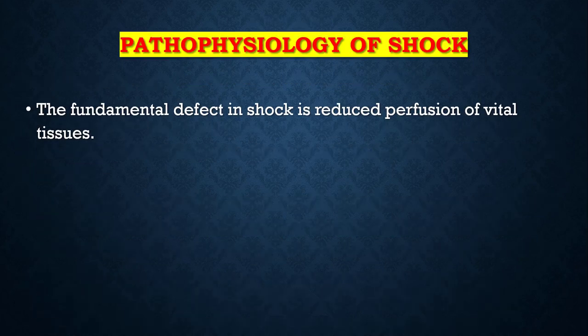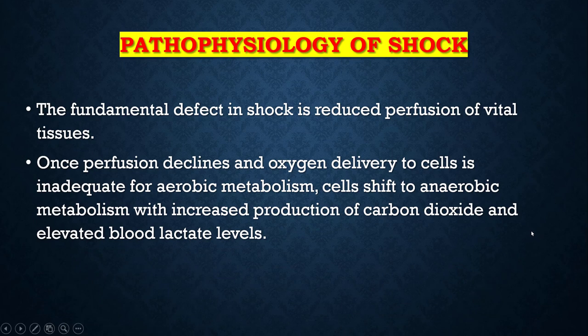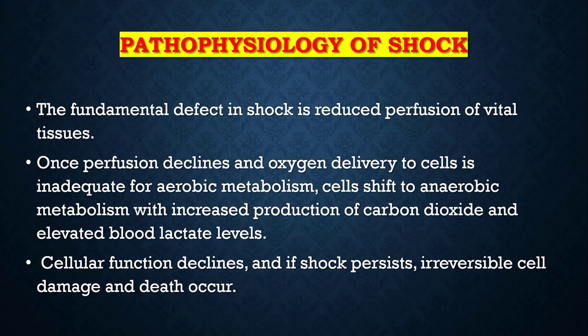Pathology of shock. The fundamental defect in shock is reduced perfusion of vital tissue. Once perfusion declines and oxygen delivery to cells is inadequate for aerobic metabolism, cells shift to anaerobic metabolism with increased production of carbon dioxide and elevated blood lactate level. Cellular function declines, and if shock persists, variable cell damage and death occur.